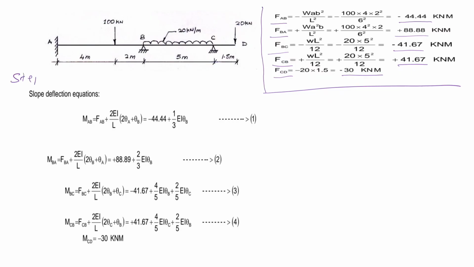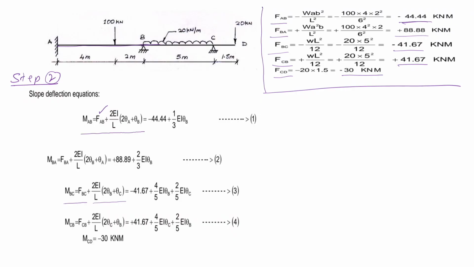Step 2 is slope deflection equations. You have to remember this equation. MAB is equal to FAB plus 2EI divided by L into 2 theta A plus theta B. For span BC, MBC is equal to FBC plus 2EI by L into 2 theta B plus theta C. So we already calculated the fixed end moments. FAB is equal to minus 44.44.